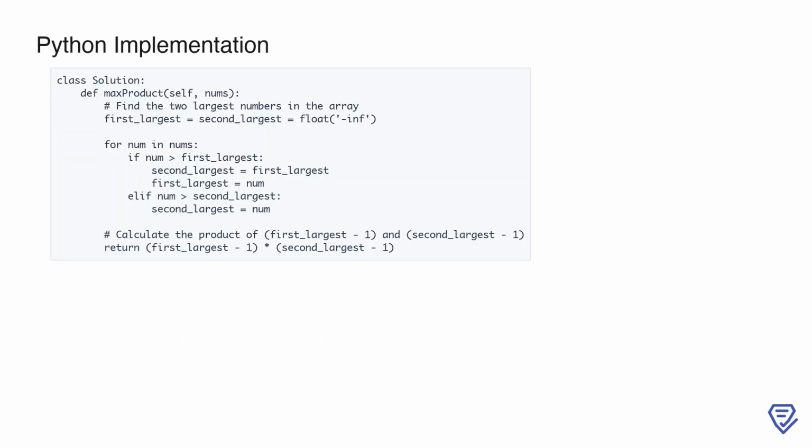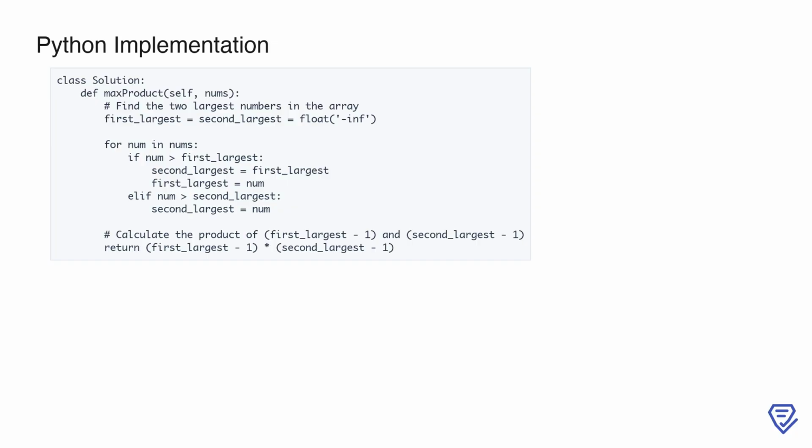The provided Python implementation solves LeetCode problem 1464, Maximum Product of Two Elements in an Array, efficiently by finding the two largest numbers in the array. The goal is to return the maximum product of (nums[i] - 1) * (nums[j] - 1) for any two distinct indices i and j.